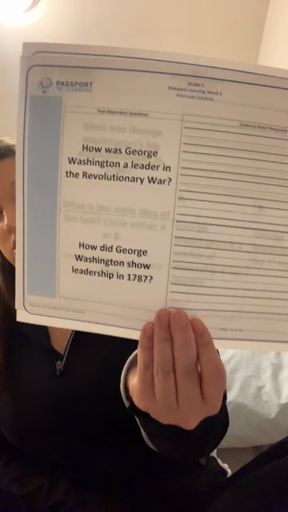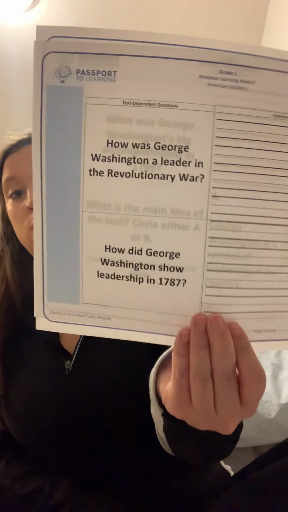Your exit ticket will be these questions. So this Friday, I should be getting these questions from your parents. Listen to your question and use the story to help you. Question number 1. How was George Washington a leader in the Revolutionary War? Go ahead and pause and write. Again, how was George Washington a leader in the Revolutionary War? Question number 2. How did George Washington show leadership in 1787? Remember, you're pausing and writing.